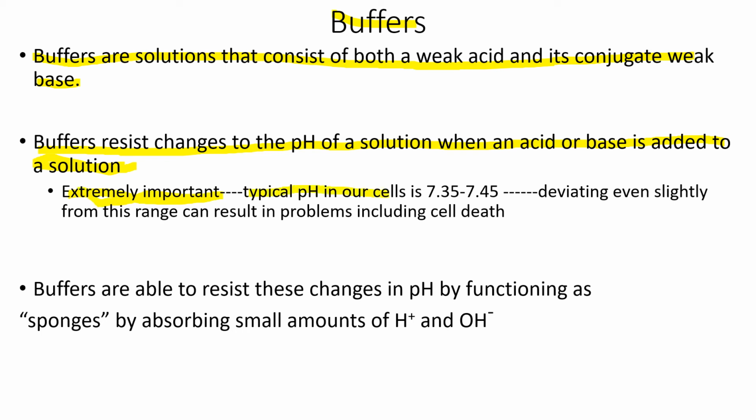A typical pH in our cells is anywhere from around 7.35 to 7.45. Even going slightly outside of this range, if you start going just 0.1 outside of this range, you're having serious problems for that cell. Anything outside of about 0.2 from this range, you're looking at almost certain cell death. So buffers are important in order to keep the pH of the cell set at a specific range and not wildly changing. And that's why they're so important.